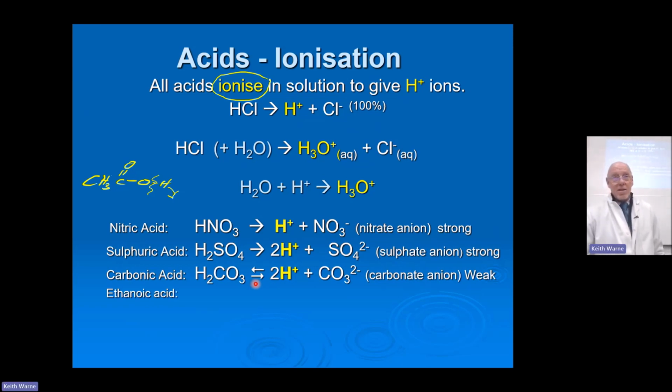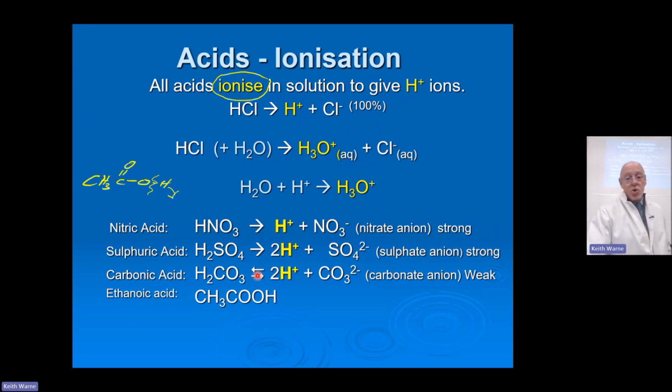To be 100% honest, all acid and base reactions are reversible. All of them go backwards and forwards, but for the very strong acids hardly any go backwards. So for the weak acids, we'll show it as an equilibrium, going backwards and forwards.